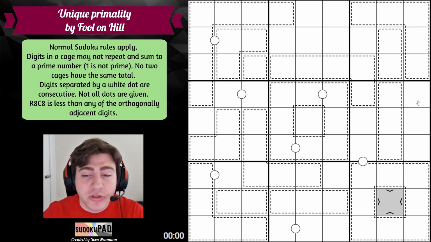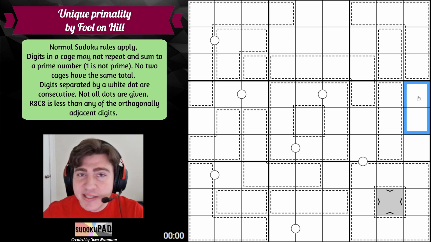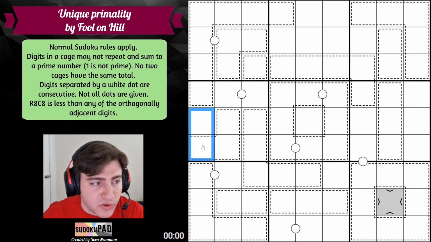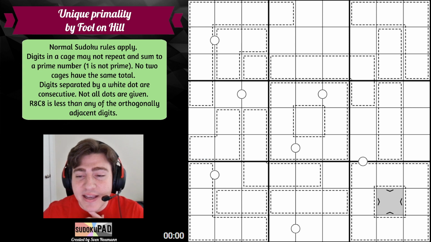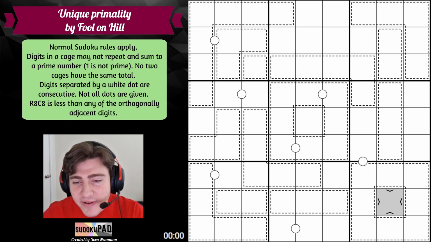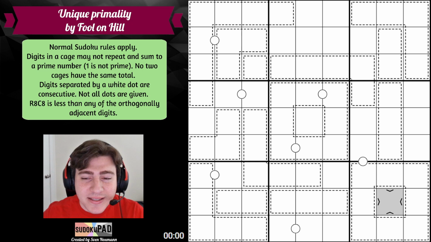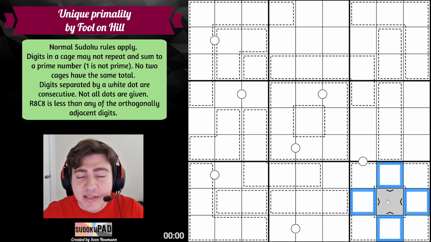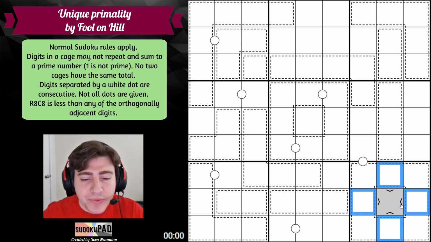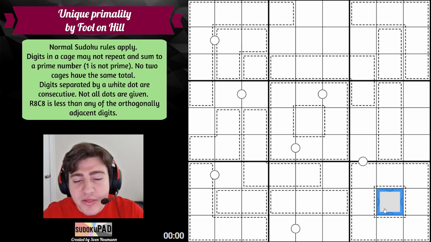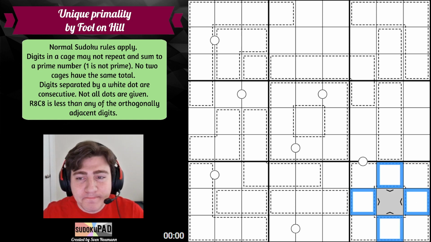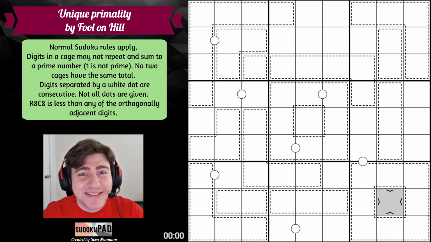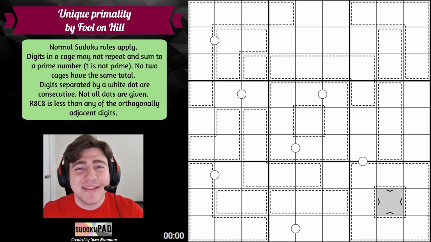And the fact that not all dots are given tells us that just because there's no white dot here doesn't mean that this can't be a consecutive pair, or just because there's no white dot here doesn't mean this can't be a consecutive pair either. Then finally, we have row 8, column 8, right here, is less than any of the orthogonally adjacent, that means they share a side, digits. So this is a minimum cell. This will be the minimum of these 4 digits here. And that's it. Those are the rules. Let's just jump right into it.